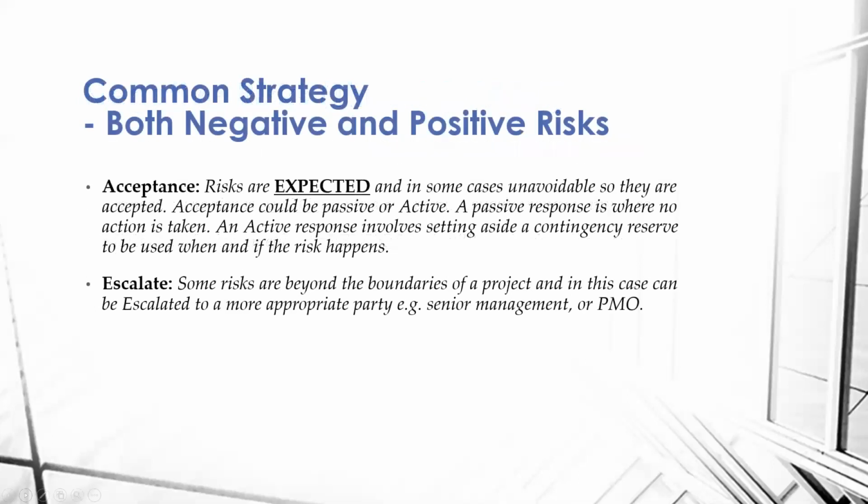And then there are response strategies that can be applied for both opportunities and threats. One of them is acceptance. As we all know, risks are to be expected in any project, and there are times that there's nothing you can do about that but to accept. There are two forms of acceptance strategy. One is passive acceptance, where no action is taken. The other is active acceptance, which involves setting aside a contingency reserve to be used when and if the risk happens.